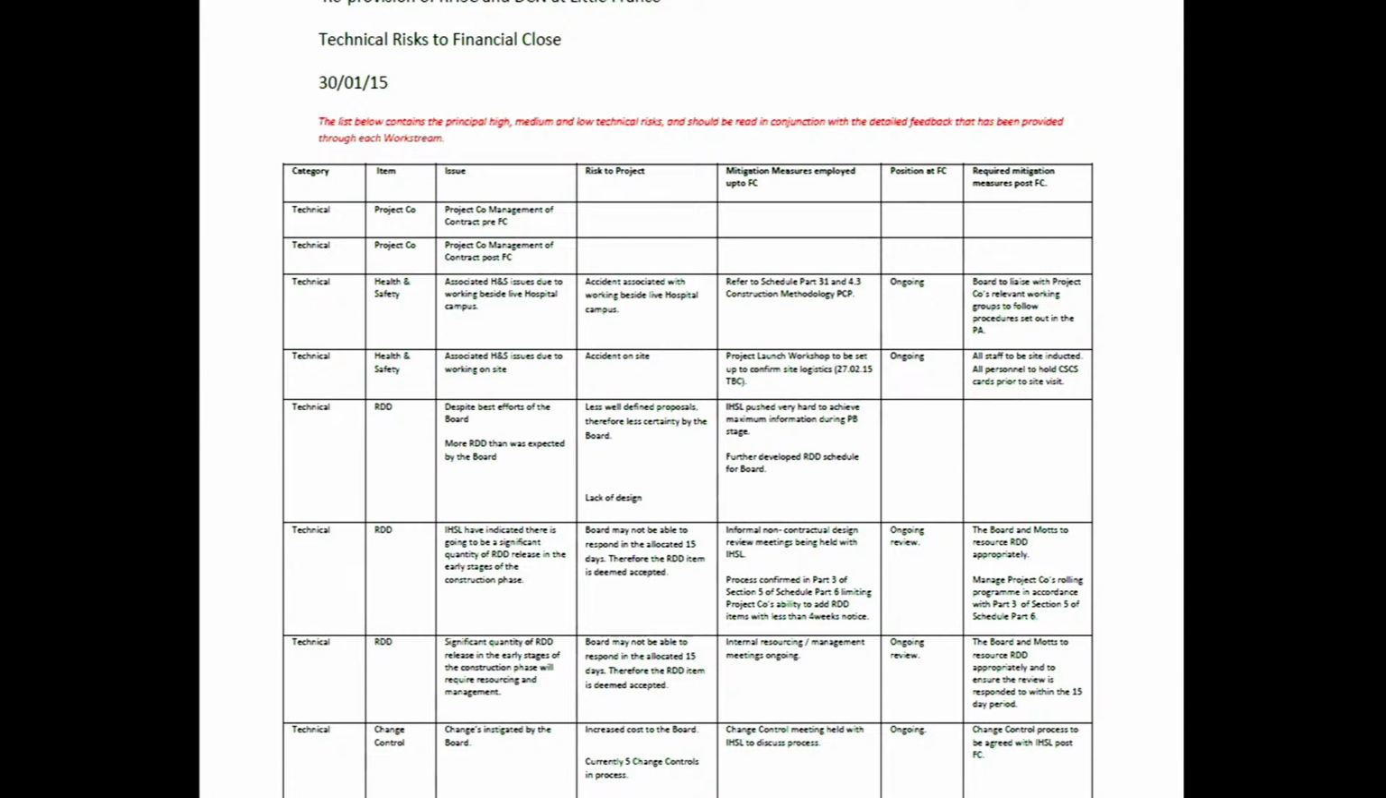And then if we look to the entry below that, again, it's RDD. IHSL have indicated there's going to be a significant quantity of RDD release in the early stages of the construction phase. And then if we look to the far box on the right-hand side, the board and MOTS to resource RDD appropriately, manage Project Co's rolling programme in accordance with Part 3 of Section 5 of Schedule Part 6. Do you see that? Yes. So again, is that simply the flip side of what we've been looking at? That's the problem, and that's the best way to try and mitigate it and manage it?